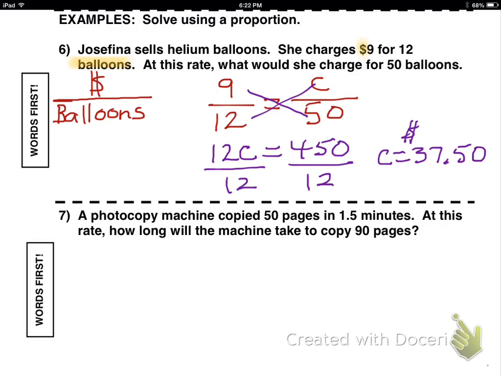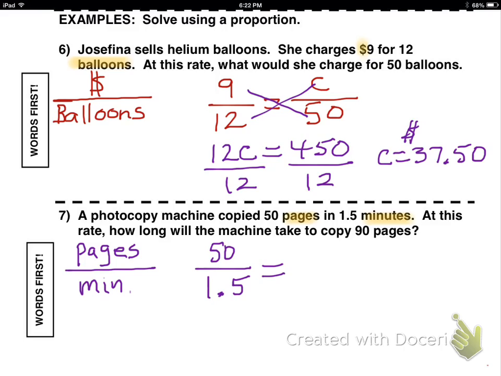In example 7, the problem is a photo machine copied 50 pages in 1.5 minutes. And if it continued to copy at that same rate, how long will the machine take to make 90 copies? Well, again, we will write the ratio in words, and we see that we are comparing pages to minutes. So we'll write the ratio this way: pages over minutes. And we're told that the first ratio is 50 pages to 1.5 minutes.